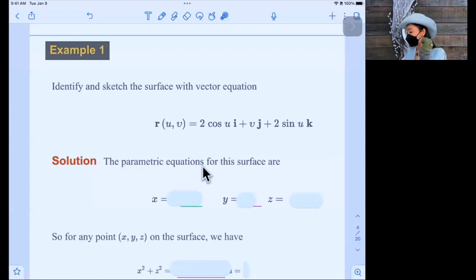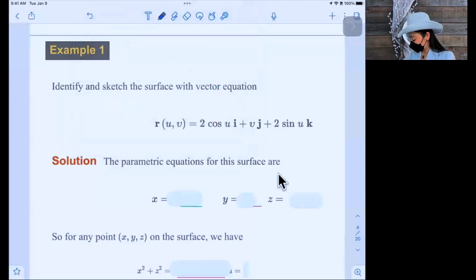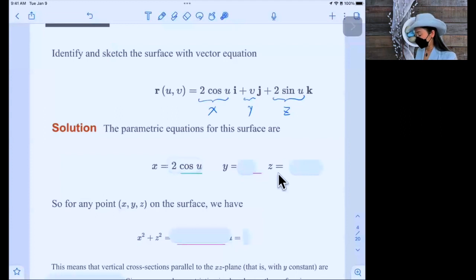So what are the parametric equations for this surface? Parametric equation, x here is equal to what? 2 cosine u, yes. This one here is the x, right? And this is the y, and this is the z coordinate, right? So x is 2 cosine u, y is equal to v, z is 2 sine of u. Okay, so you got it. Good job.